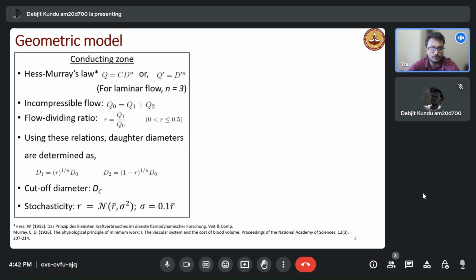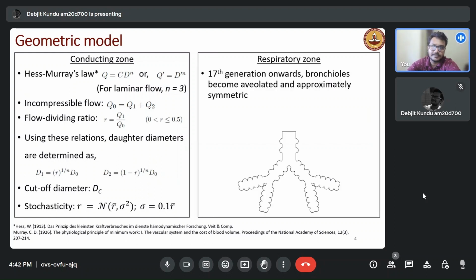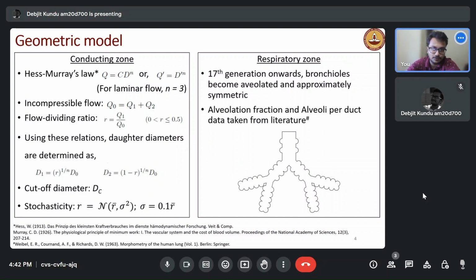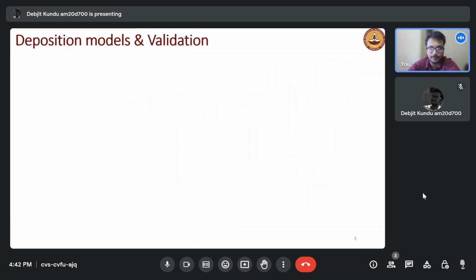In order to make things more biologically realistic, we include stochasticity in our model. The variable R is treated as a Gaussian random variable with a 10% deviation around its mean value. So we perform Monte Carlo simulations, and the results which we present are the ensemble average of around 3000 realizations. The respiratory zone has alveoli attached to the ducts, and they become approximately symmetric. Other geometric parameters which are available in literature, we incorporate into our model.